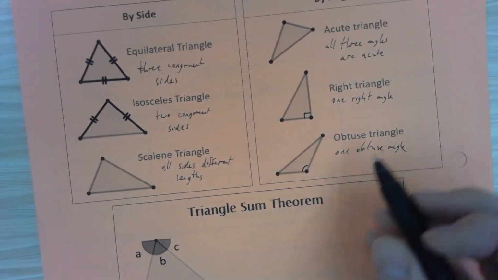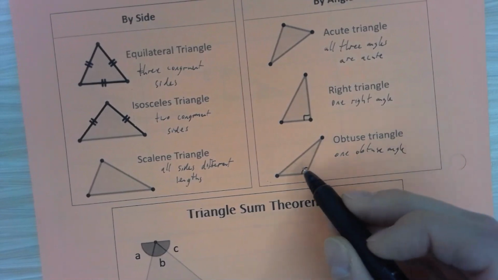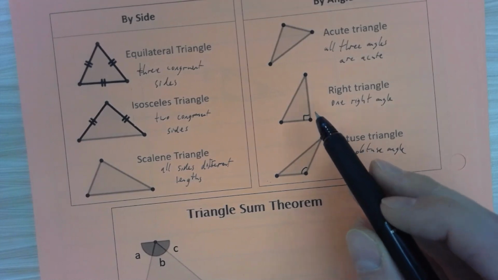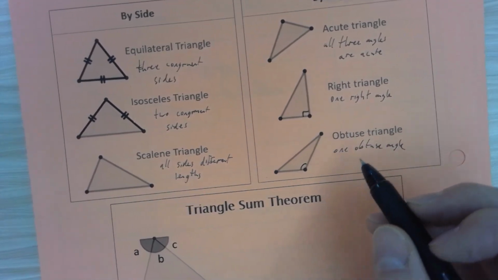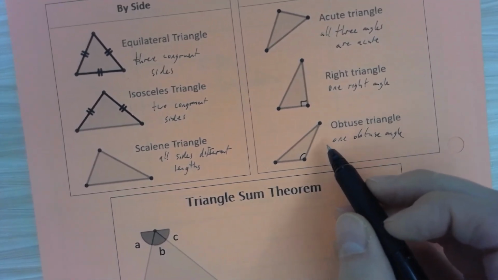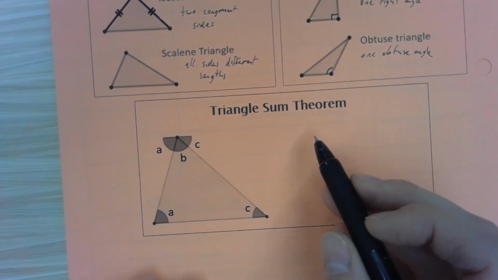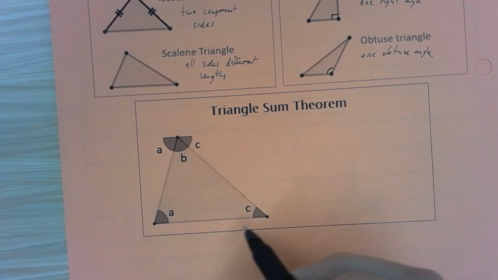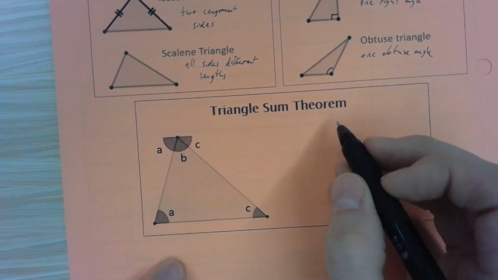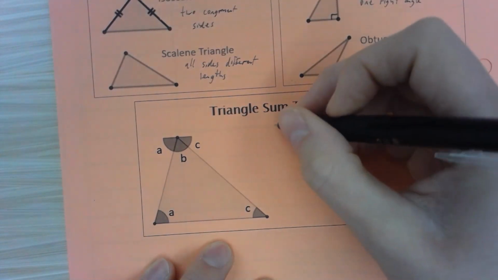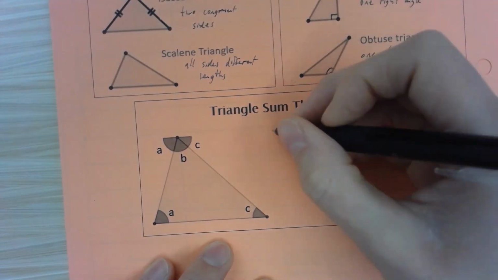Now, we're going to find something else out about obtuse and right triangles on the next page. For now, we're going to take a look at the triangle sum theorem, which says something about the interior angles in a triangle. What the triangle sum theorem says is that the three interior angles add up to 180 degrees.